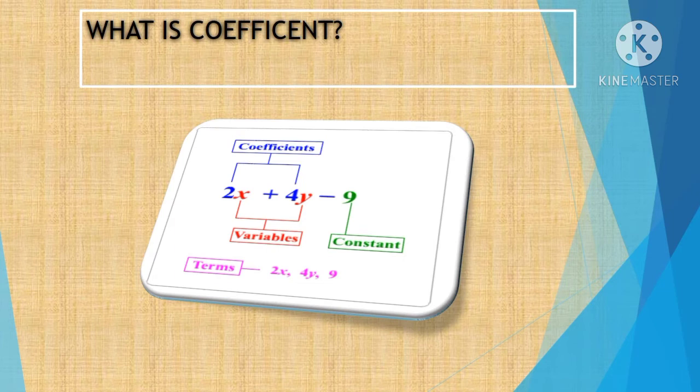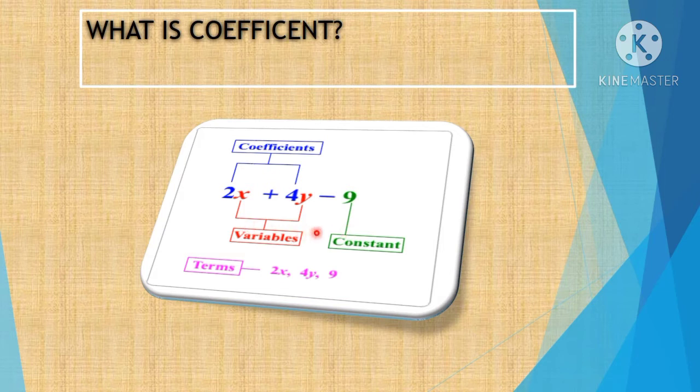So now we are going to learn about coefficient. So can you see an example? They have given an expression. So here what is the expression given, children? 2x plus 4y minus 9. So in this, can you identify the constant term? Yes, you know how to identify, right? 9 is a constant term. And can you identify the variables in this expression? You know x and y are the variable terms present in this expression.